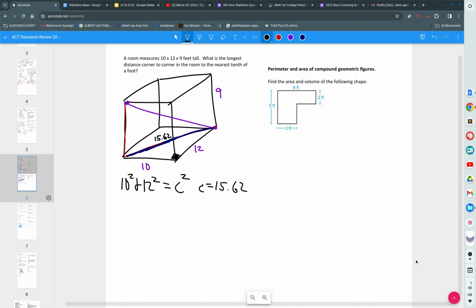I know the red length. The red length is 9. So now I can do a squared plus b squared is c squared in order to get the purple length. Gunnar, do you want to help us out there again? 18.03. It says to round to the nearest tenth of a foot, so we can say 18 feet on the nose. So, a multi-step use of the Pythagorean theorem.